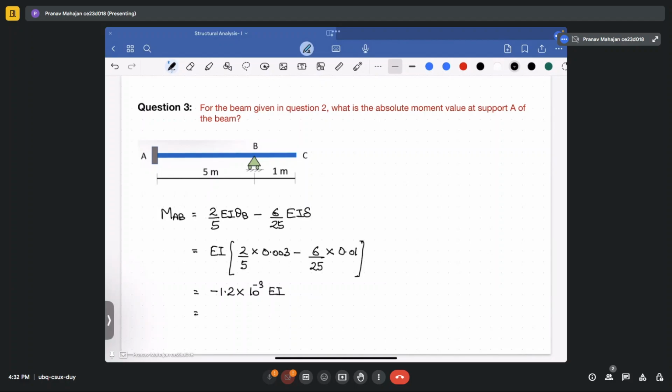And this will give us the value, because EI is 100, equal to 0.12 kilonewton meter. So your MAB is 0.12 kilonewton meter.